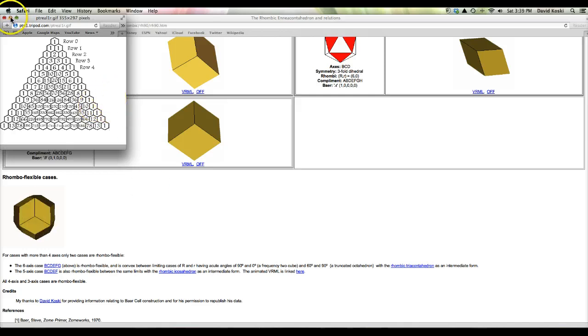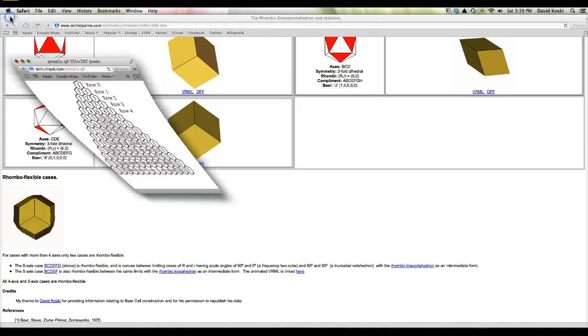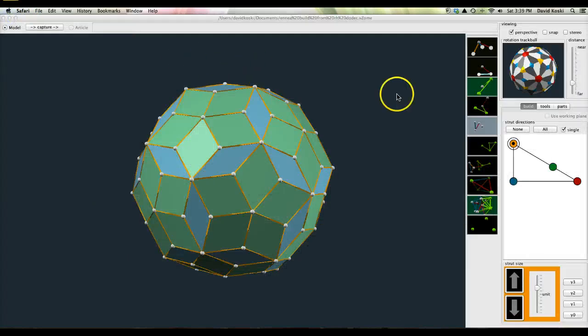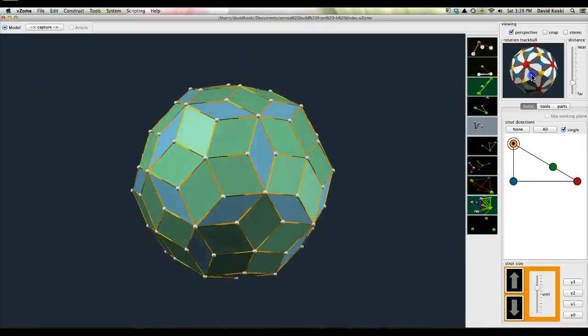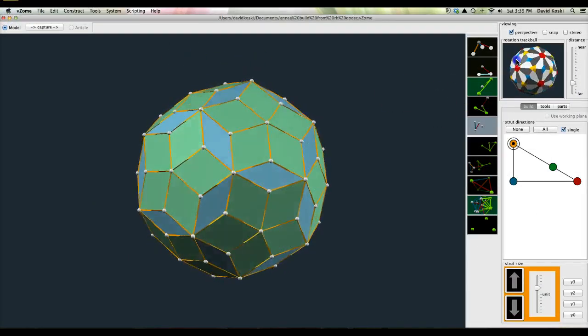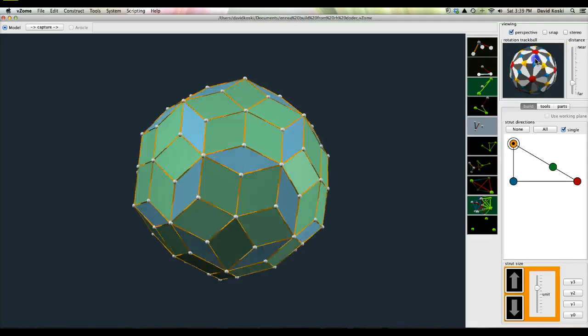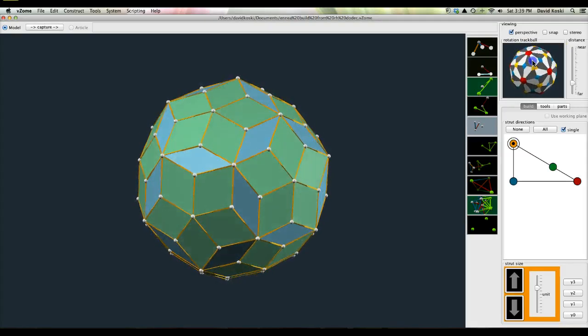Okay, let's do the disassembly. I'm really probably taking up too much time explaining that. Okay, so here's our rhombic Enneacontahedron. And what I first did is I was able to build up to this point, and I was able to put a shell around it.